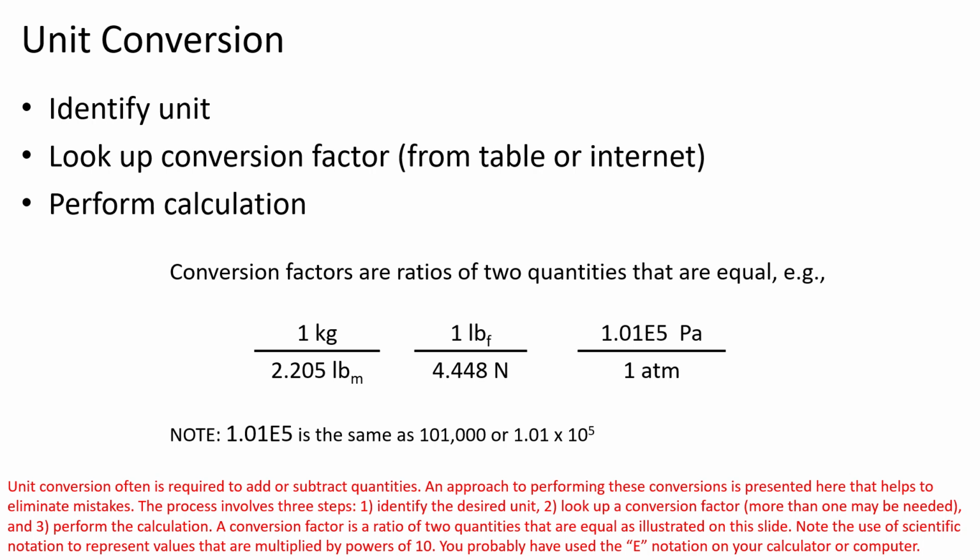The process involves 3 steps. First, identify the desired unit. Second, look up a conversion factor. You may need more than one. And third, perform the calculation. A conversion factor is a ratio of 2 quantities that are equal, as illustrated on this slide. Note the use of scientific notation to represent values that are multiplied by powers of 10. You probably have used the E notation on your calculator or computer.